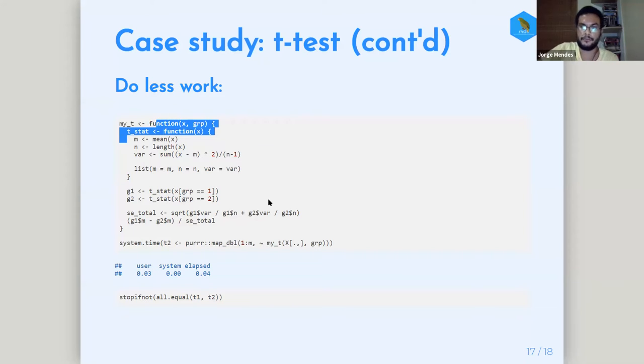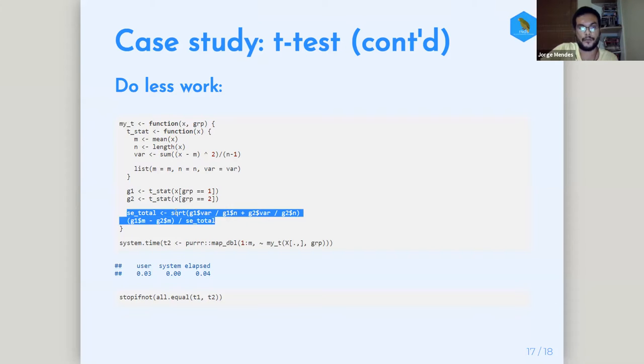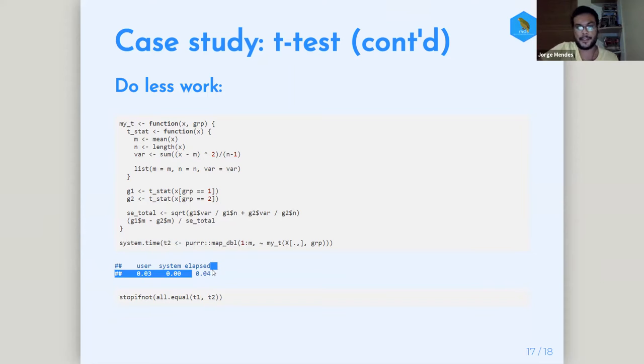To speed things up, we can calculate the t-test by hand. You calculate the mean, the length, the variance, and then you calculate the t-statistic, which is like this. Just calculate the standard deviation, and the difference between their means over the total standard deviation. It's a lot faster than the other approaches.